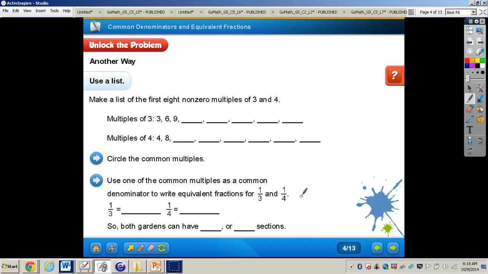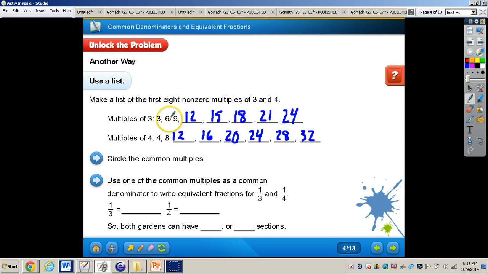Okay, so what we do is just basically skip count. Alright, for 3: 3, 6, 9, 12, 15, 18, 21, and 24. We have 4. You always start with the original number. 4, 8, 12, 16, 20, 24, 28, and 32. Now, there's nothing really magical about the number 8, first 8 non-zero multiples, but usually with the first 8 you can probably find a common multiple here.